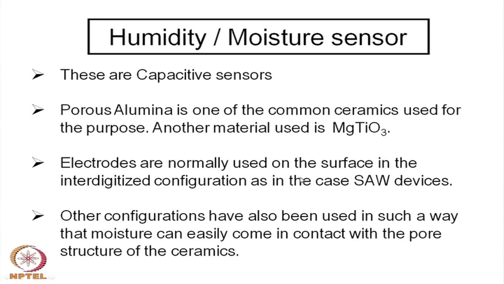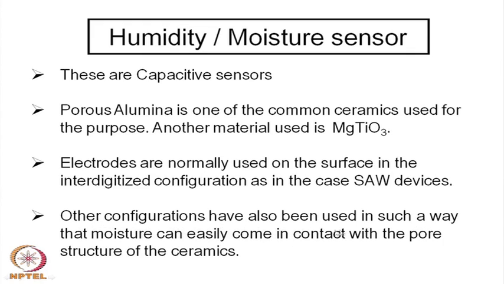The electrodes are normally used on the surface. It is not the bulk capacitance that one measures, it is basically an interdigitized configuration, as we have seen in the case of a SAW device. So, the electrodes are on the surface in an interdigitized form, and that measures the capacitance. But below that you have a porous structure, and the pores contain different quantities of moisture depending on the humidity condition outside. That changes the capacitance, and the variation of capacitance is directly proportional to the moisture content.